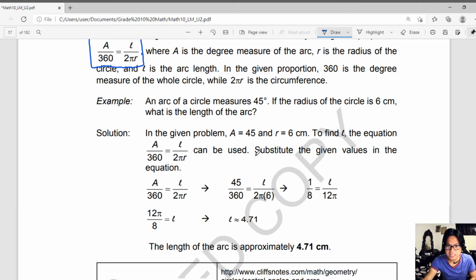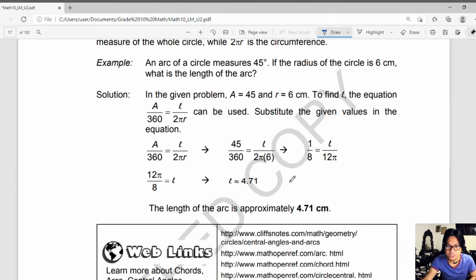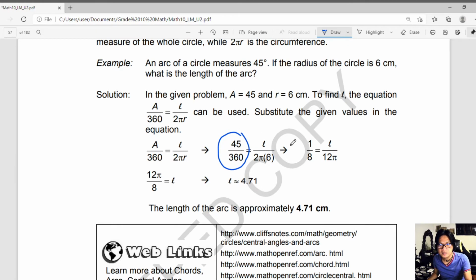Substitute the given values in the equation. So, A is 45 and R is 6. So 45 over 360 is equal to L over 2 pi times 6. The lowest term of 45 over 360 is 1 over 8. Then simplify: 6 times 2, 12 pi.